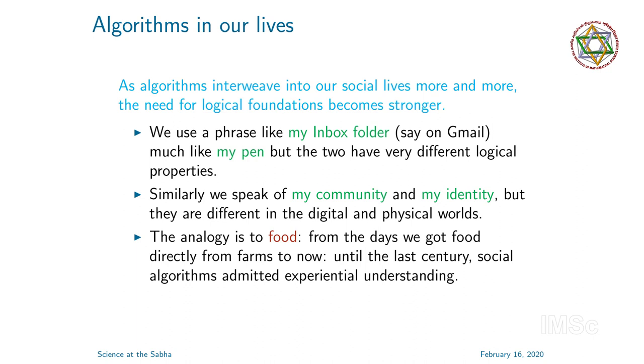From the days we got food directly from farms, not very long ago really, to now, where food travels great distances and comes in many different forms, right? For you to understand your food is very hard now. Similar thing with social relationships, right? In the space of one generation or maybe two, social relationships as we understood them have completely changed. Social algorithms, procedures in society, could once be understood in direct experiential terms. I'm not sure that you can do it any longer.